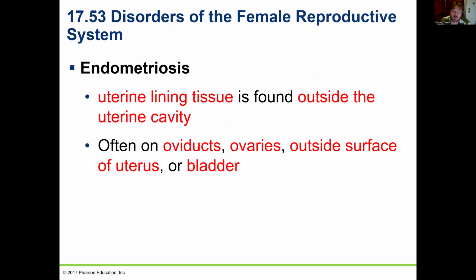There's also a disorder known as endometriosis that is pretty dangerous. Basically, the uterus lining tissue starts to form on the outside of the uterine cavity. It could be forming on the oviducts, the ovaries, the outside surface of the uterus, or even the bladder.